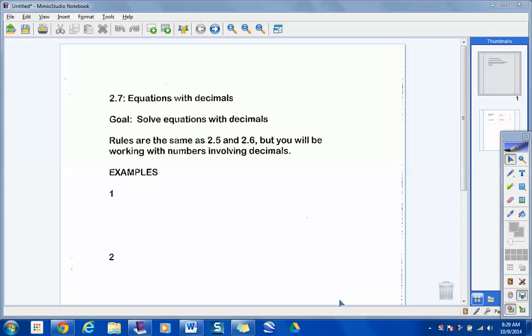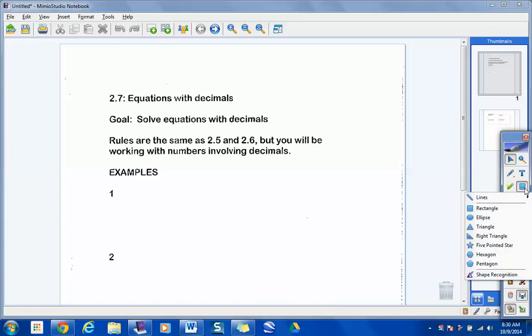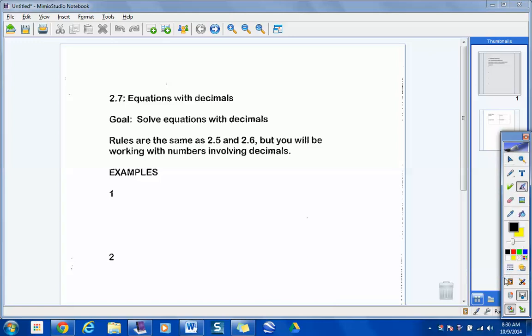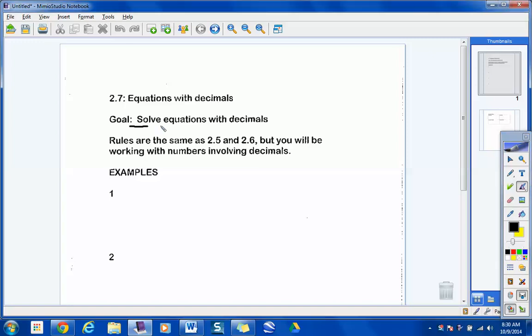So today, guys, when we want to start looking at doing the same exact thing, we're just not going to be dealing with whole numbers anymore. We're going to start looking at equations with decimals. Goal is going to be to solve equations with decimals. Honestly, everything that we take a look at today is stuff you've done. You're just going to have some funny looking values at times.